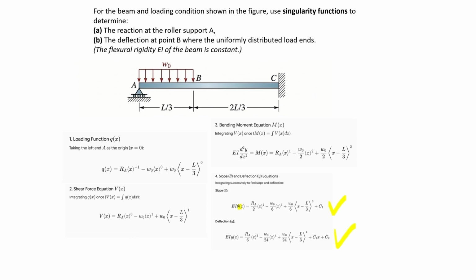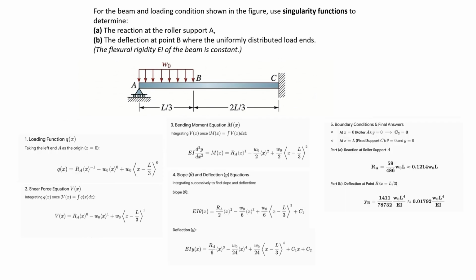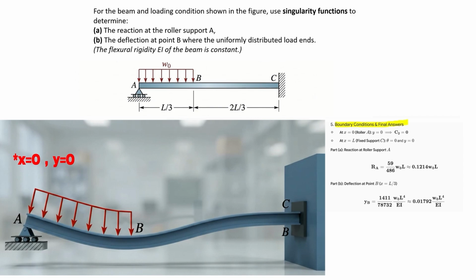But hold up, we ran into a little problem. C1 and C2 are integration constants. We can't solve for deflection without finding them first. So who comes to the rescue? Boundary conditions, obviously. Let's look at the supports. At x equals 0, the support keeps the beam from sagging, so deflection is 0, meaning y equals 0.